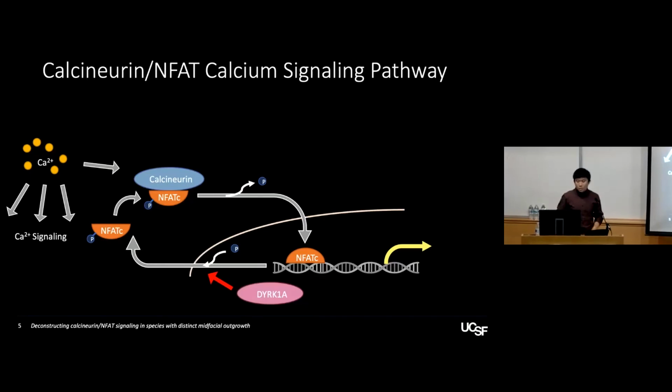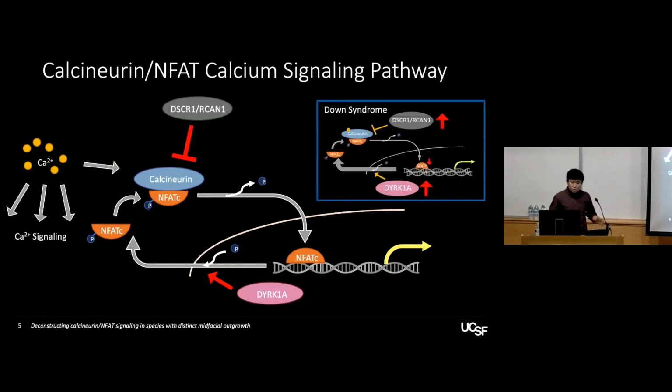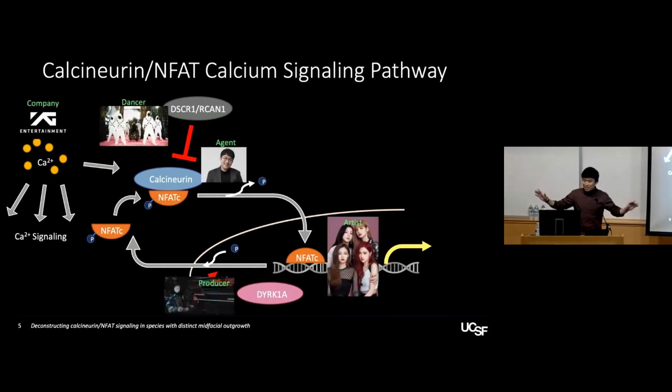So this balance of NFAT phosphorylation and dephosphorylation allows for this calcium dynamic dependent NFAT activity. This DYRK1A protein is encoded by a gene in the Down syndrome critical region. And actually another gene that is also within this region encodes RCAN1, which is a calcineurin inhibitor. Working together, these 2 proteins lead to a reduction of nuclear NFAT, which leads to craniofacial abnormalities we see in Down syndrome patients. And it's unsurprising that loss of function of this pathway also leads to defects in craniofacial structures. So really understanding how this pathway is titrated is important here. Okay, so if NFATCs are Blackpink, then these other proteins are kind of like the producers and the agents that work together to ensure the success of the team.